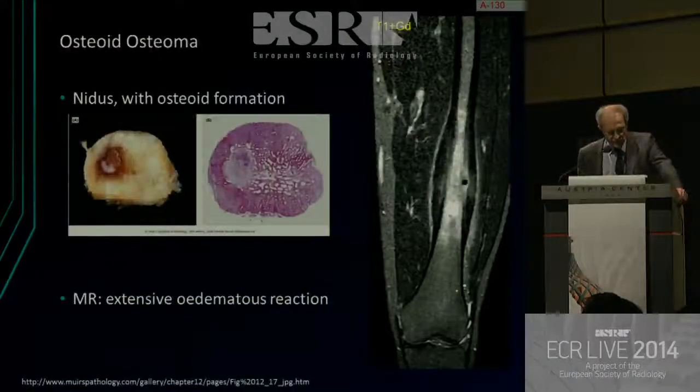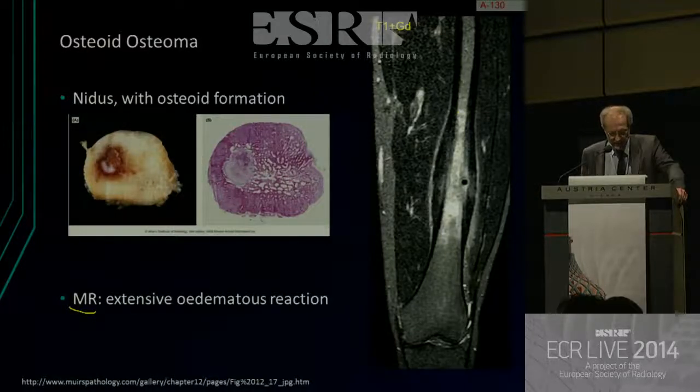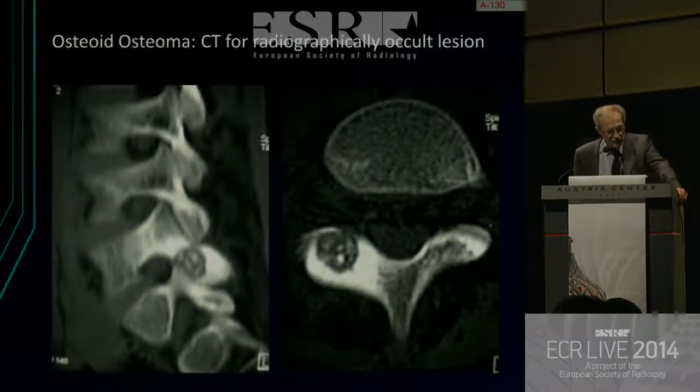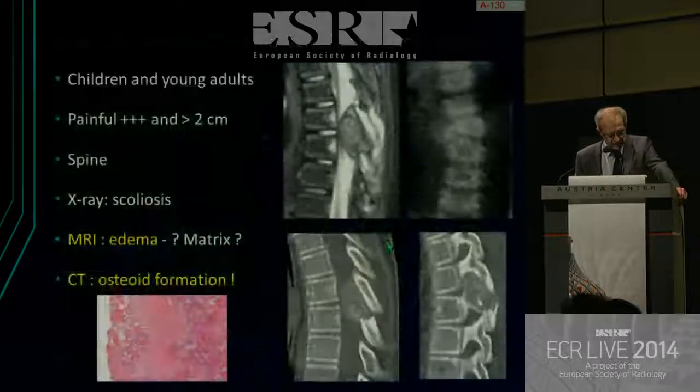Here you see the osteoid osteoma, and on MRI you will always see extensive edema in the bone marrow and also an active periosteal reaction with edema. So to find the nidus of an osteoid osteoma in the spine, for instance, you need CT scan, and you will see the nidus with osteoid formation and the reactive sclerosis.